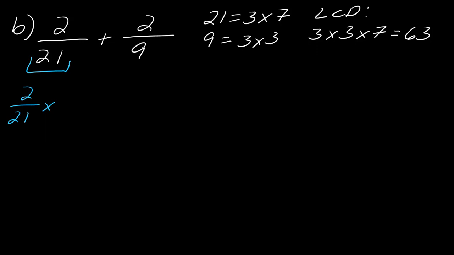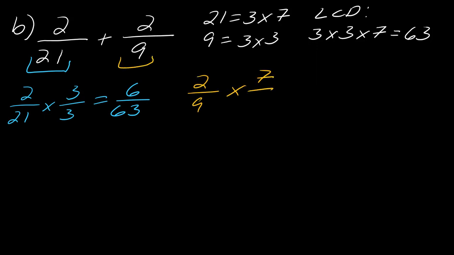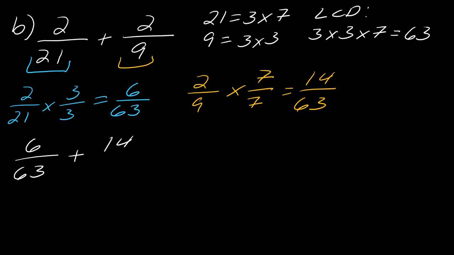So I need to multiply this by 3 on top and on bottom. So that's going to get me 6 over 63. And then working on this other one, 2 over 9, I'm going to have to multiply the top and bottom here by 7. So this is going to give me 14 over 63. So now I have to just take each one of these and combine them. So I've got 6 over 63 plus 14 over 63. So that's going to be 20 over 63.